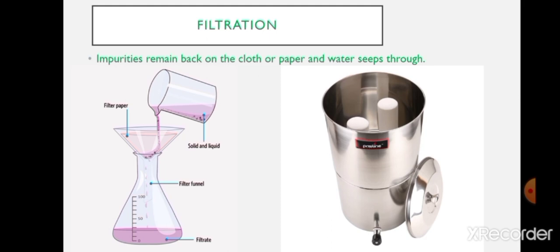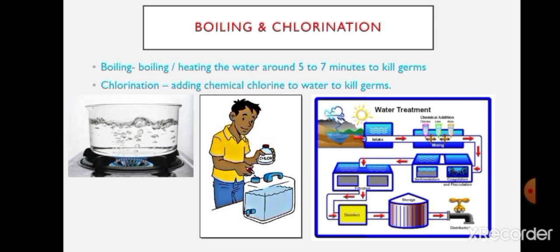After filtration and decantation, water may still contain germs which cause diseases such as dysentery, typhoid, and jaundice. So to kill germs we can use other methods too, such as boiling and chlorination. What is boiling? It is to heat water for around 5 to 7 minutes, right? We see the steam coming out, the bubbles forming in the water. That is the process of boiling. This kills germs, and we can later cool that water and drink the boiled water.